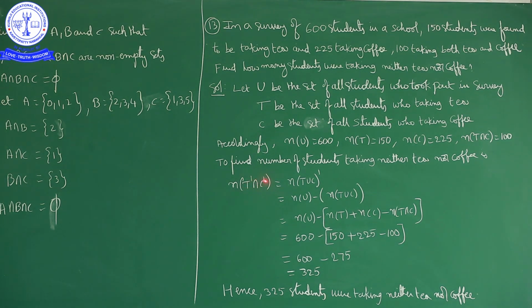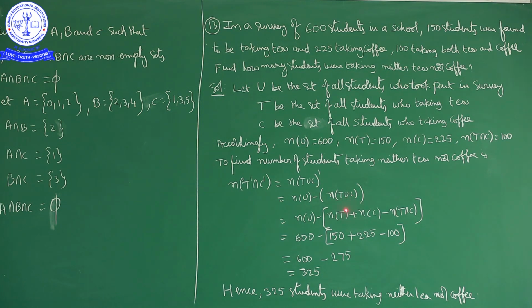We can write n(T complement intersection C complement) as n((T union C) complement). Now n(A complement) is the number of elements in the universal set minus n(A). Similarly, n((T union C) complement) is n(U) minus n(T union C). What is the formula for T union C? n(T union C) is n(T) plus n(C) minus n(T intersection C). It is like the n(A union B) formula: n(A union B) is n(A) plus n(B) minus n(A intersection B).